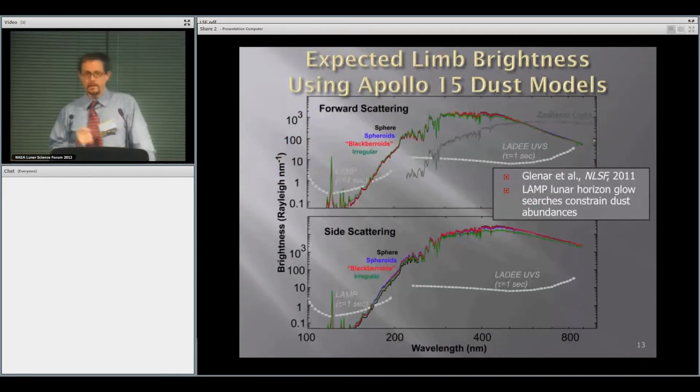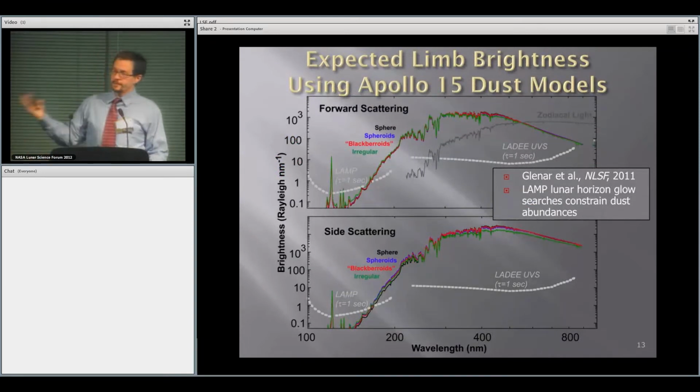Another exciting observation that we've tried is to look for reflectances of continuum emission from dust particles at UV wavelengths. Dave Lunar showed this plot last year at this conference. He compared some models that he produced using his Apollo 15 constrained dust models, and Greg Delory showed some of that earlier today. He showed that the LAMP observations, where we only have upper limits at this point, are already constraining the abundances of exospheric dust elevated above several tens of kilometers.